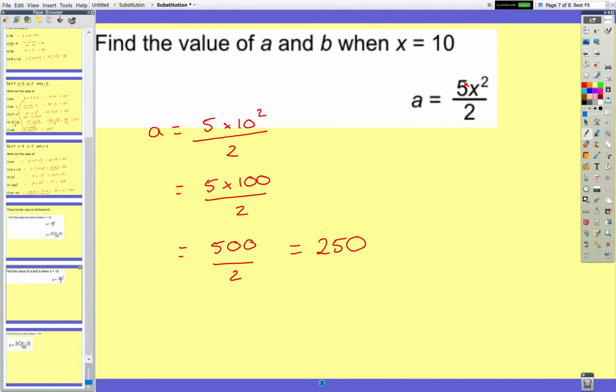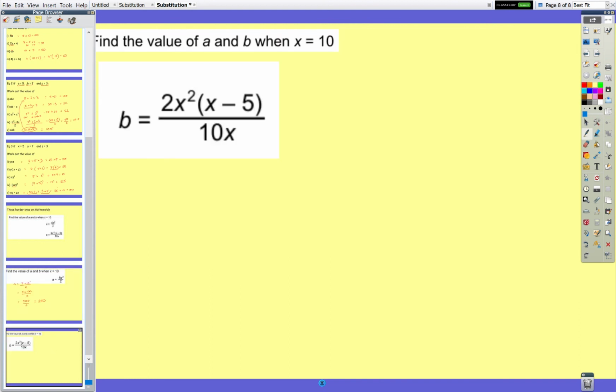Just take your time with the x, put the 10 there instead of it, work out that, times it, and then that gave me 500, and then we deal with the bottom 2 here, which gives me 250. Now my next one looks horrendous, not gonna lie.